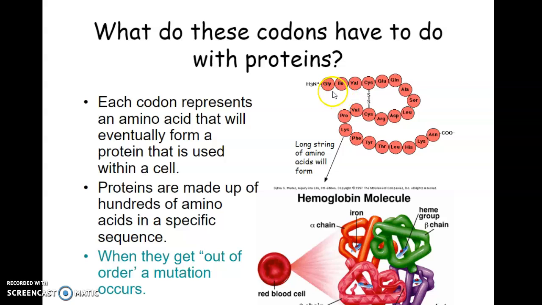So here's a long string. It might code for a glycine, and then an isoleucine, and then a valine, and then a cysteine, and then a glutamine. Okay. And the specific order will determine what that protein is going to do. So long strings of amino acids form proteins. In one particular case is a hemoglobin molecule. Notice there's some bonds up here. Those also determine how it's going to fold.